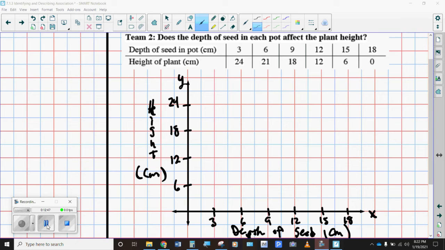I'm going to do the exact same thing. So when I unpause, you should be done. So make sure you pause this so that you don't accidentally see the graph before you're ready, okay? When I unpause, I'm going to have the graph there.